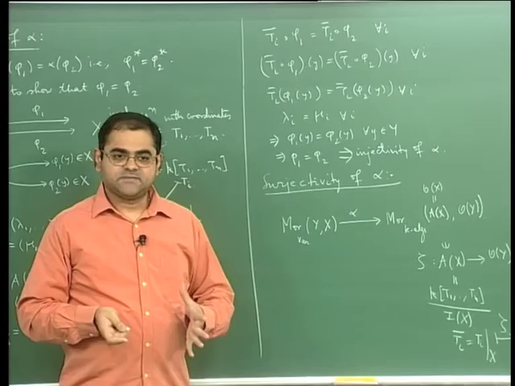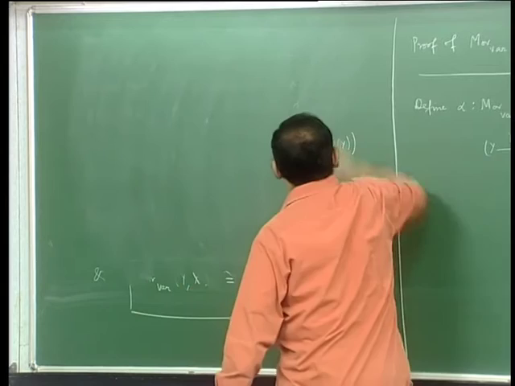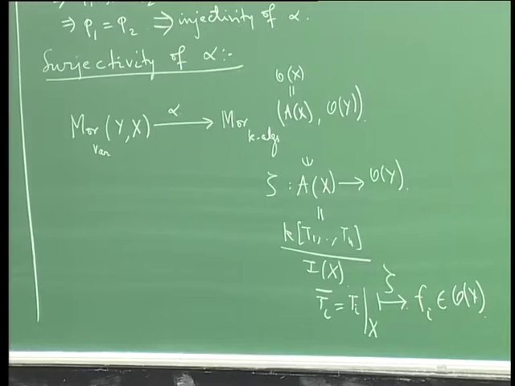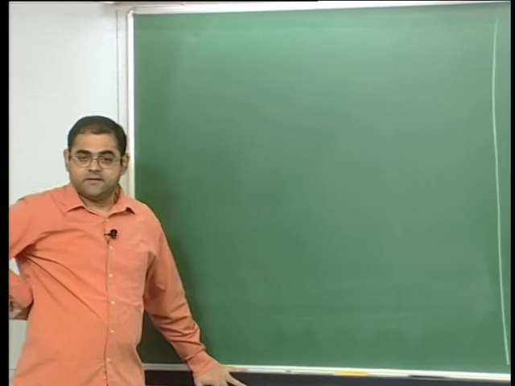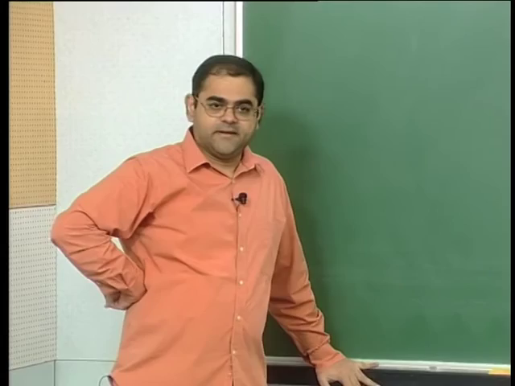Let me rub this side off. What you should remember is that the moment you are given n regular functions on a variety, you must always remember this: whenever you are given n regular functions on a variety, you are actually given a map of that variety into An. This is the idea.